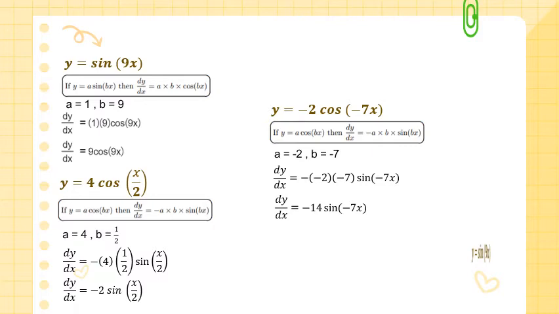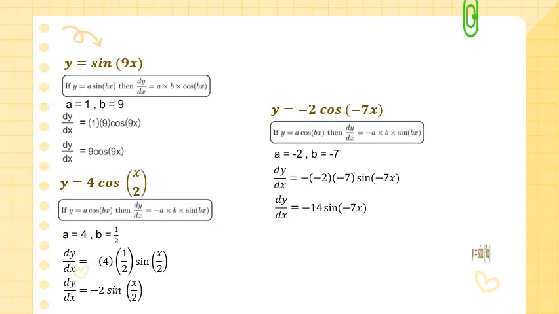Number 2, y equals 4 cos x over 2. So we use the rule y equals a cos bx, then dy/dx equals negative a times b times sin bx. The a value is 4 and the b value is 1 over 2. So dy/dx equals negative 4 times 1 over 2 times sin x over 2. So it becomes dy/dx equals negative 2 sin x over 2.